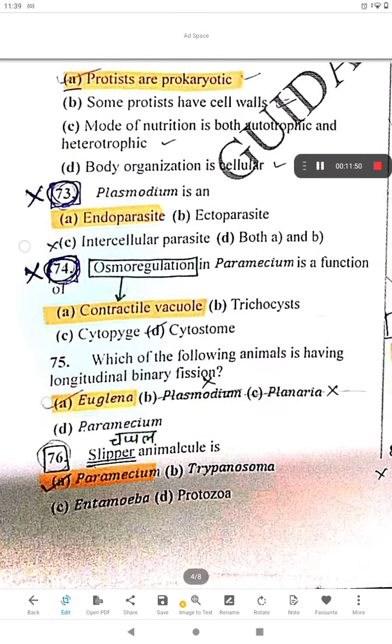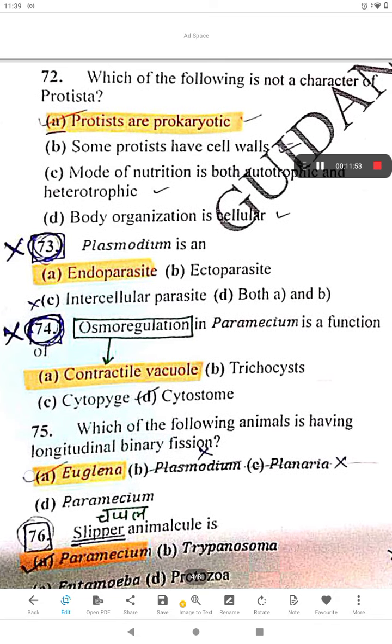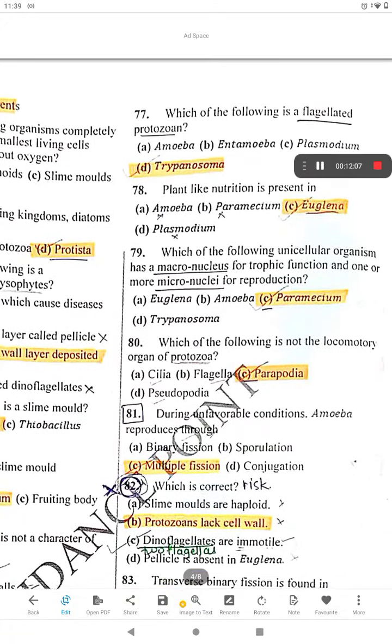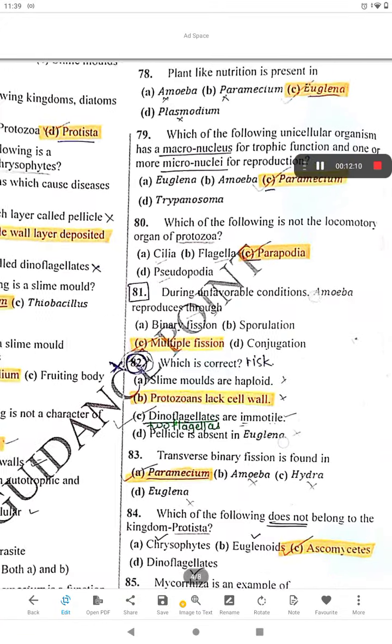74, osmoregulation in paramecium is a function of... Osmoregulation in paramecium is conducted by contractile vacuole. A option is the right answer. Then the 76 says that slipper animalcule is paramecium. Slipper है बड़ा, चप्पल size, चप्पल shaped.